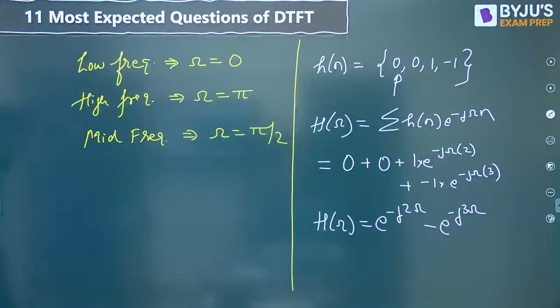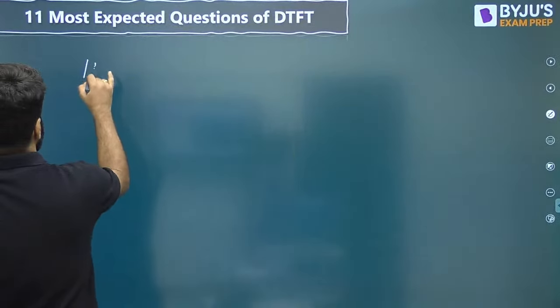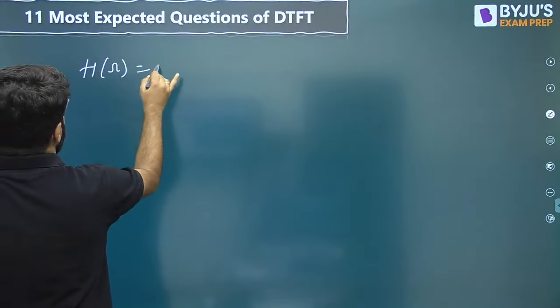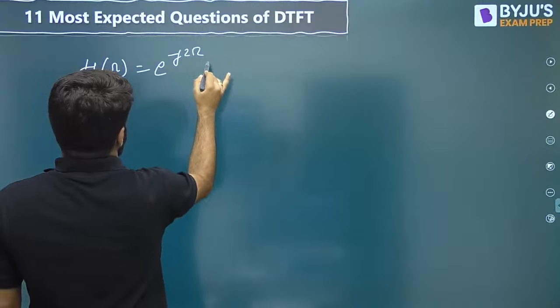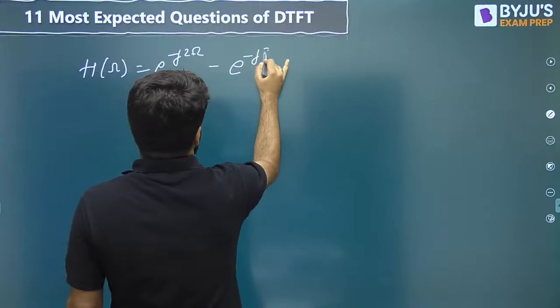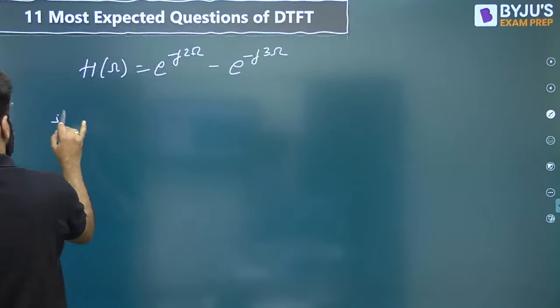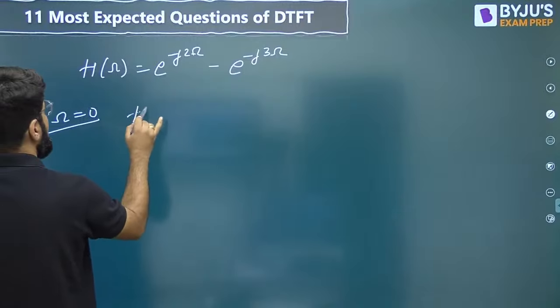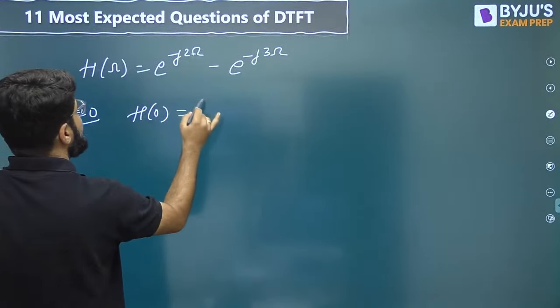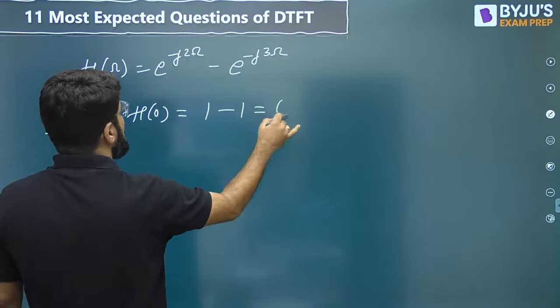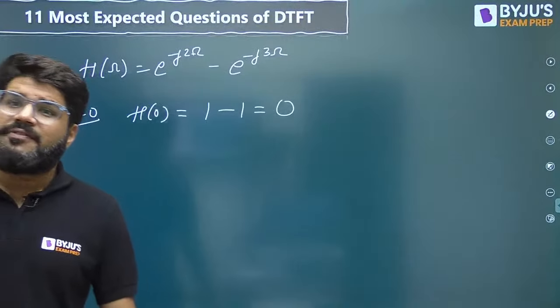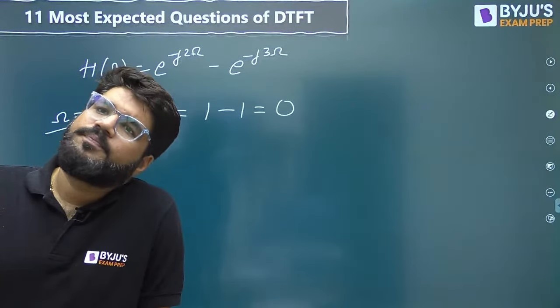e power minus j2 omega minus e power minus j3 omega. Right, let me write down once again. What is h omega? e raised to the power minus j2 omega minus e raised to the power minus j3 omega. So when I have to check at the low frequency, what is h of 0? e power 0 is 1, e power 0 is 1. So the low frequency result is 0. So definitely it cannot be a low pass filter.